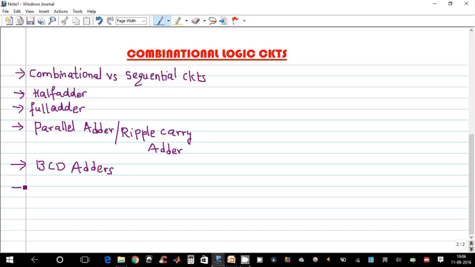And one very important adder is called the carry look ahead adder. It is the fast adder when compared to the ripple carry adder. We'll also give the proper justification of why it is fast, and in terms of the numbers and the delay of the gates, we'll try to justify its fastness when compared to the ripple carry adder.